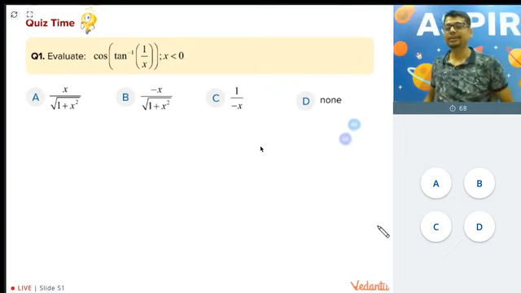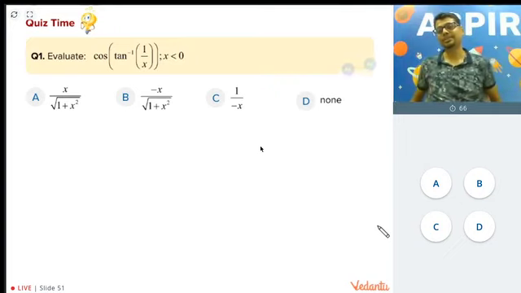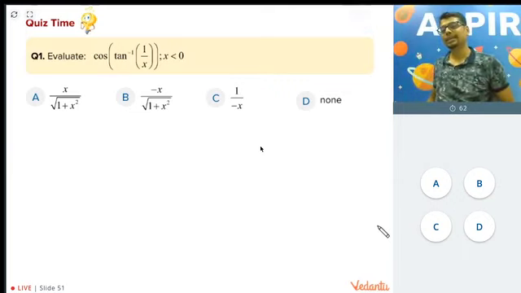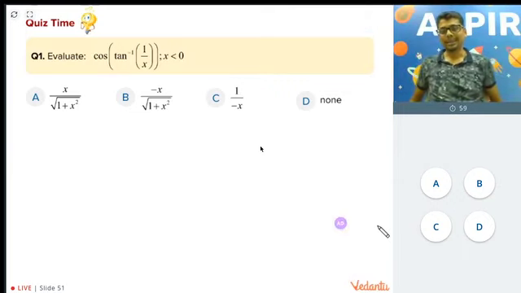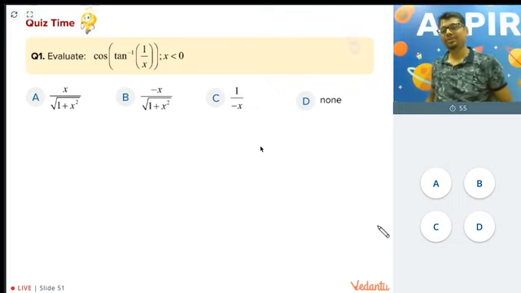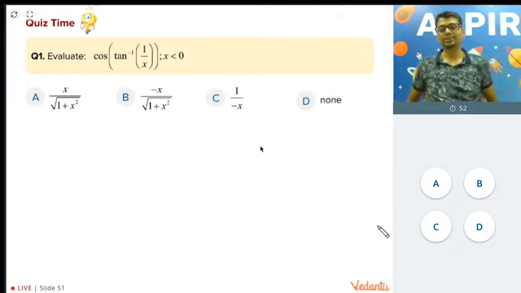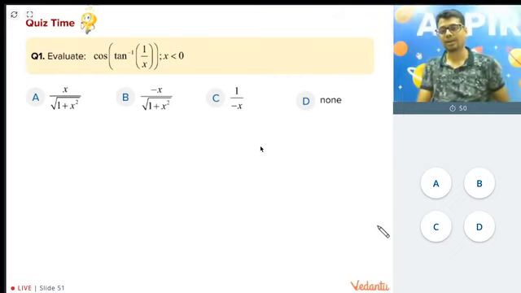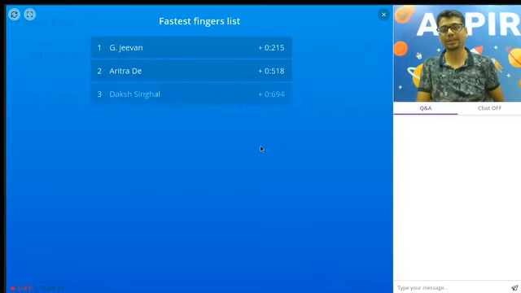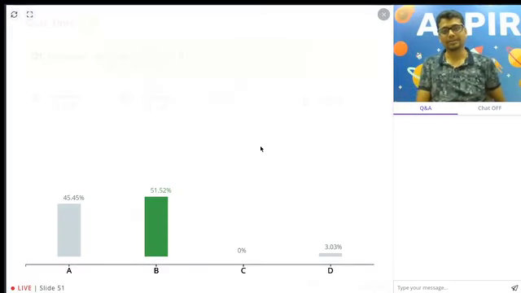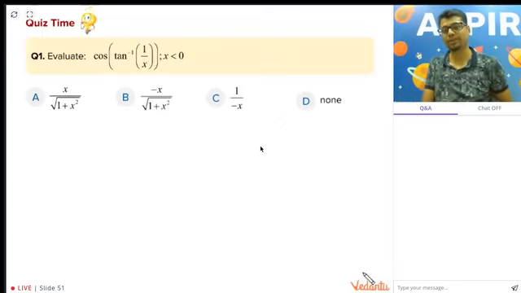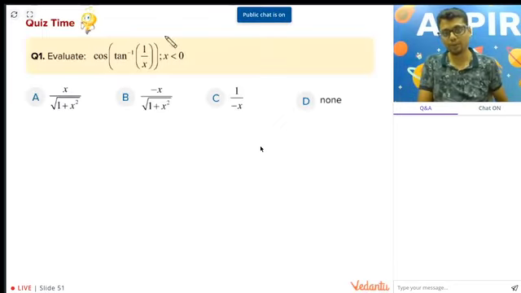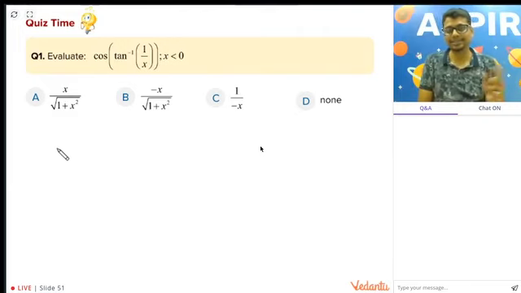Countdown: 19, 18, 17, down to 1. Some 85% of you have participated. And yes, 51% or 51.5% of you have got it right. B is the right answer. So how would you do it? Let me do it, and then I'll share a thing with you, and then we are done.